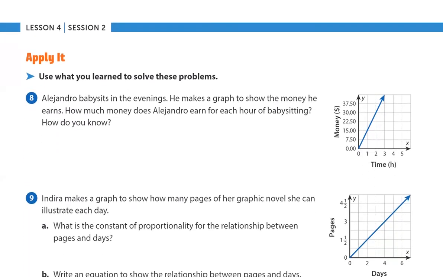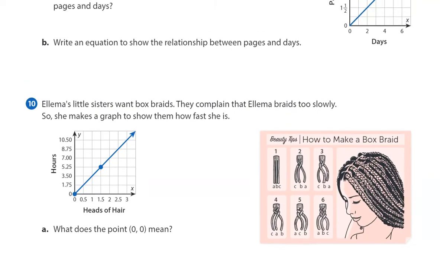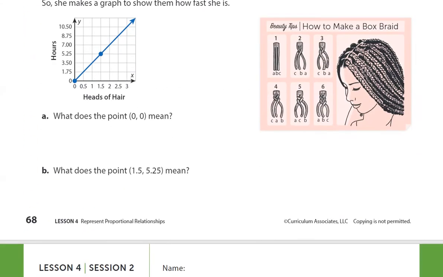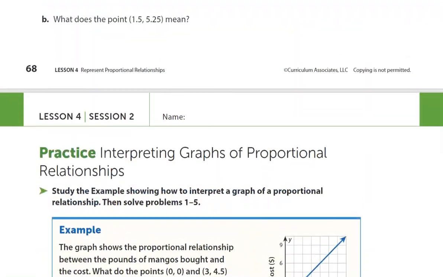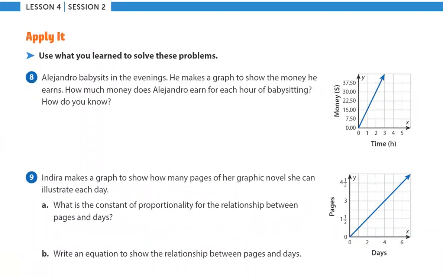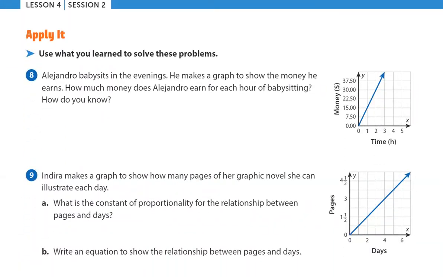We're going to do 3 practice problems together now. And this is page 68. Then after these 3 practice problems, you're going to do your green pages on your own. Number 8. Alejandro babysits in the evenings. He makes a graph to show the money he earns. How much money does Alejandro earn for each hour of babysitting, and how do you know?